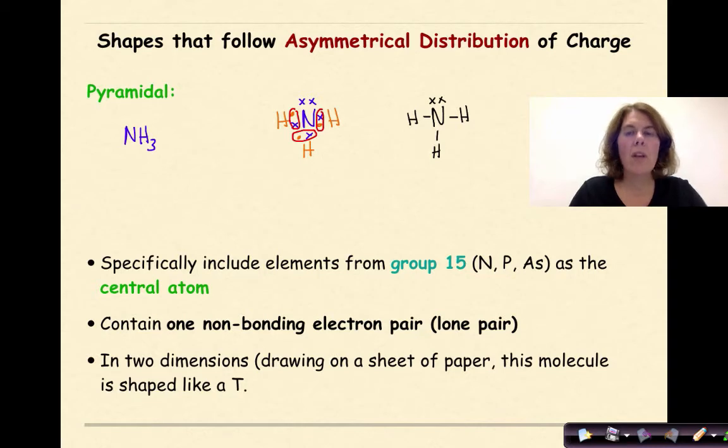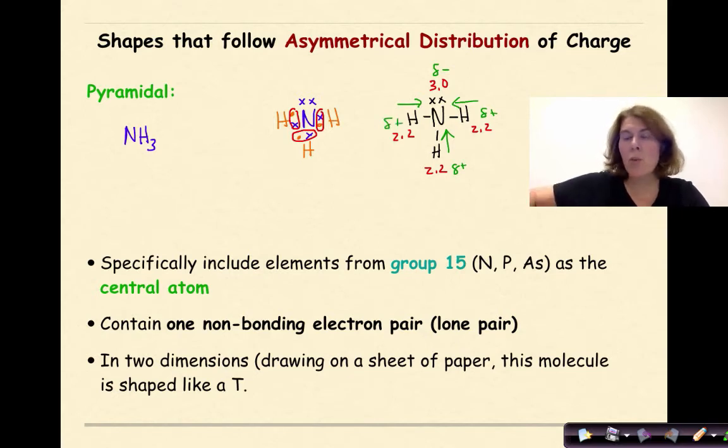And then we'd go in and assign electronegativity values. Nitrogen is 3.0, hydrogen is 2.2, 2.2, 2.2, and we have our polarity arrows going from the hydrogens to the nitrogen. And we know that the nitrogen is going to be slightly negative, and our hydrogens are going to be slightly positive, like we see right here.